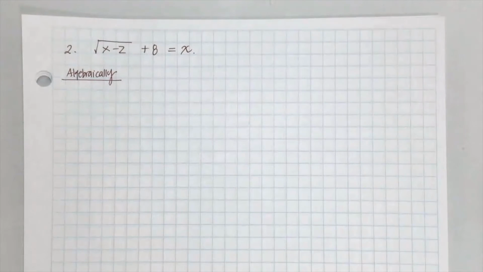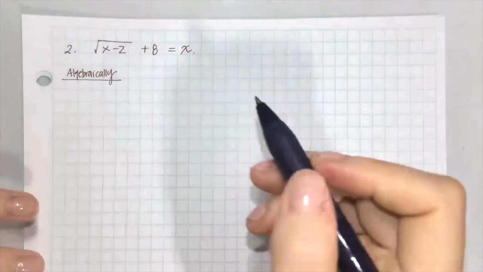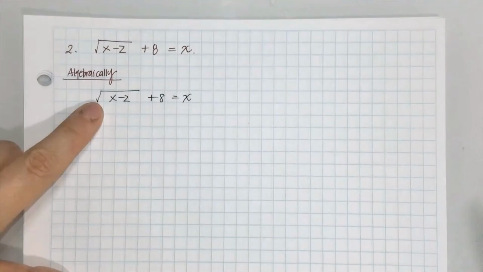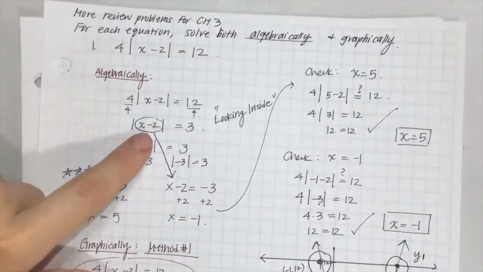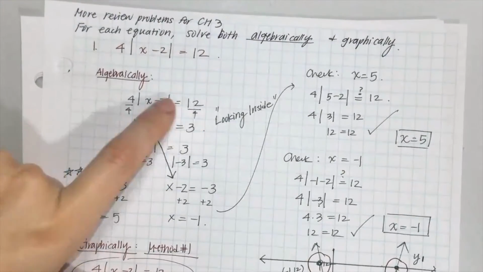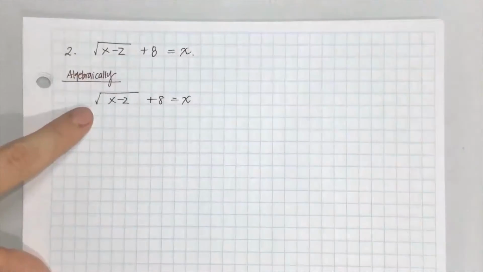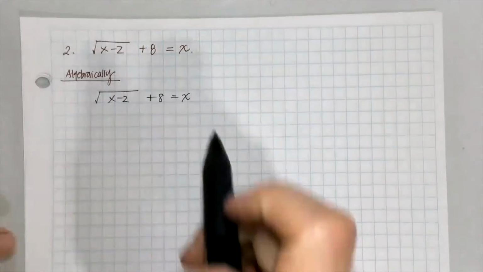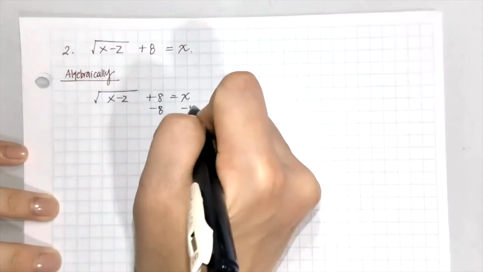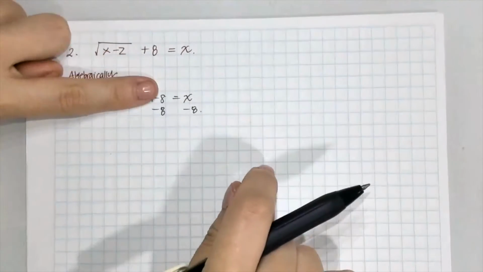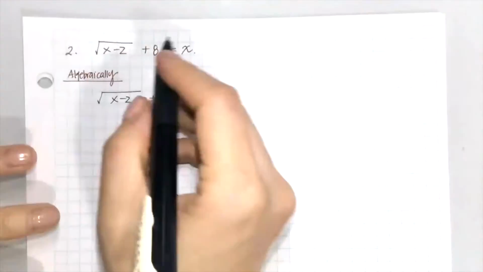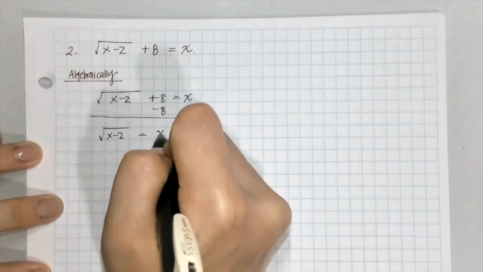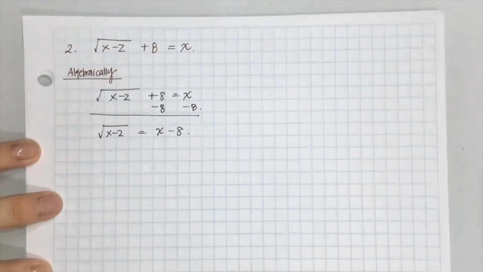Number 2, to solve it algebraically, isolate the square root function. Before, we isolated only the absolute value by dividing by 4 on both sides. Now we're going to isolate the square root by subtracting 8 from both sides first. You always want to isolate them, leave them alone. You shouldn't have anything else around it. Square root of x minus 2 is x minus 8.